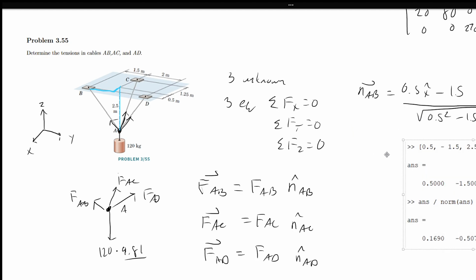So, let me just point out, just in case anyone's not that familiar with MATLAB, I've stuck this vector in here, x, y, z, and I just divided it by the norm of the answer, which is this 0.5. It's the square root of x squared plus y squared plus z squared. So that's the norm of a vector. Right? So when you divide a vector by its norm, you get a unit vector. Alrighty. So that is AB right here, or NAB.